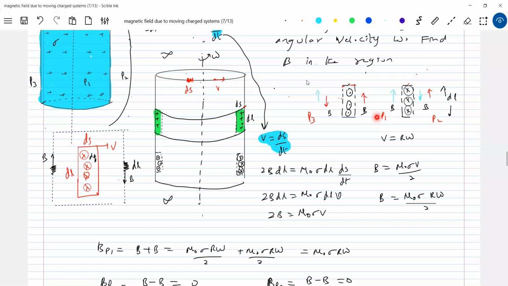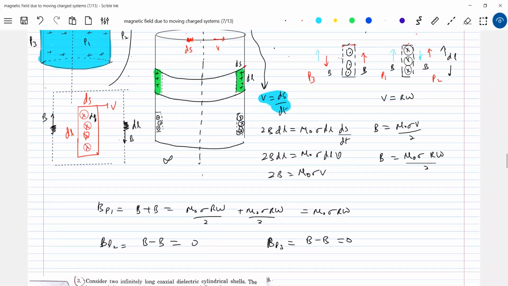Yes. Field inside the solenoid will be non-zero, no? Field outside the solenoid will be zero. This is external to the solenoid. These points P2, P3 are external to the solenoid. P1 is inside the solenoid. Got it? So these are some things to note.